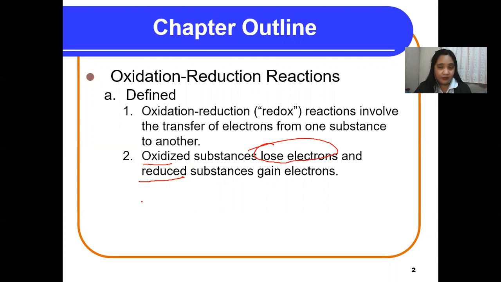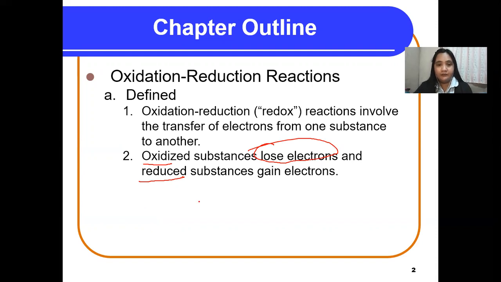When we're talking about electrons, you know very well that will be the negative subatomic particle. Again, you have three: your neutron, your proton, and your electron. Electron is the one at the outer orbit, which has a negative charge. It's the lightest of all among the three subatomic particles. So in an oxidation reduction reaction, you're actually observing the behavior of that electron and how it affects substances.